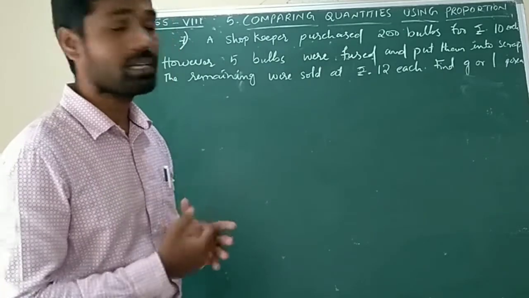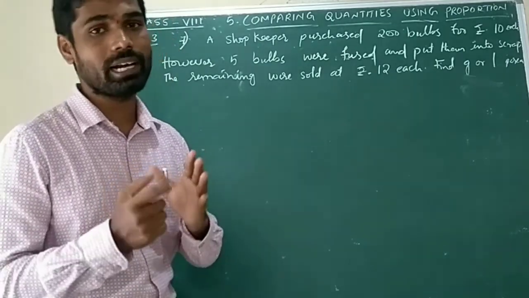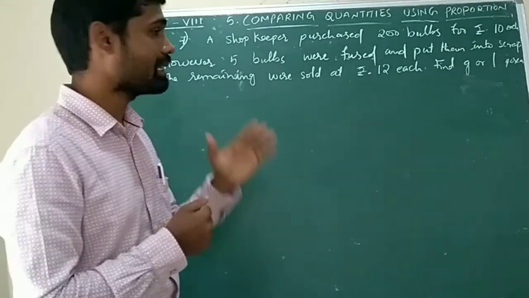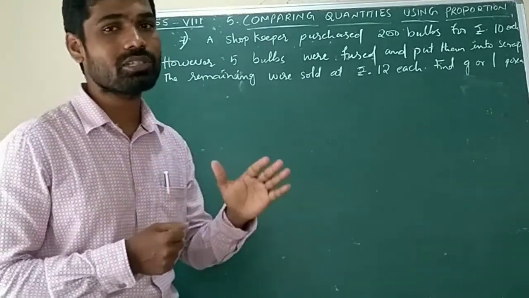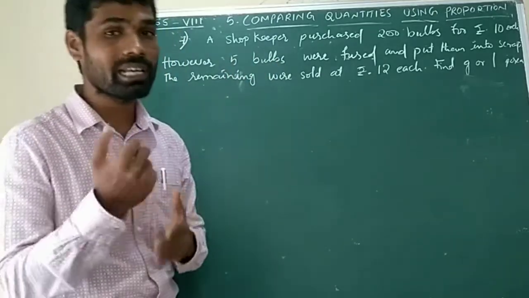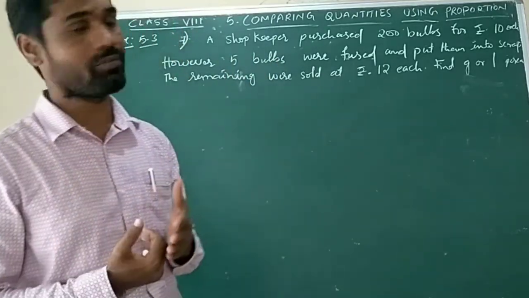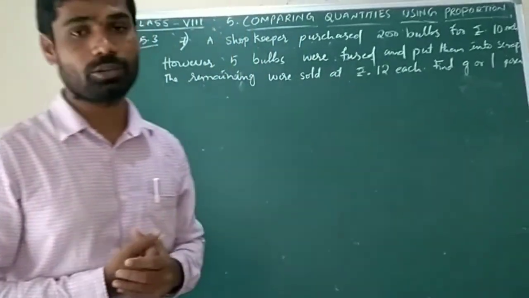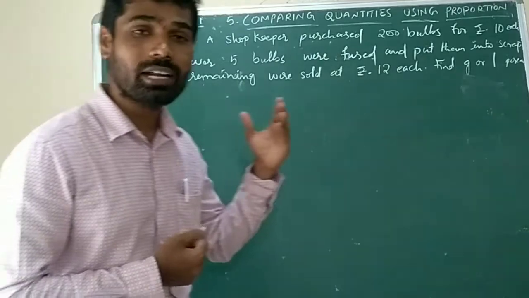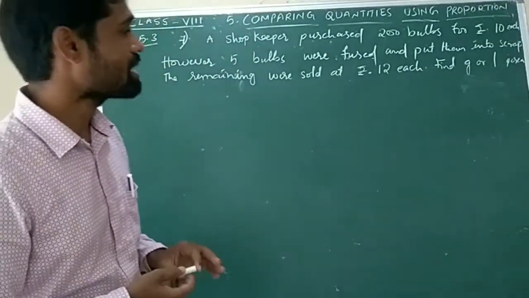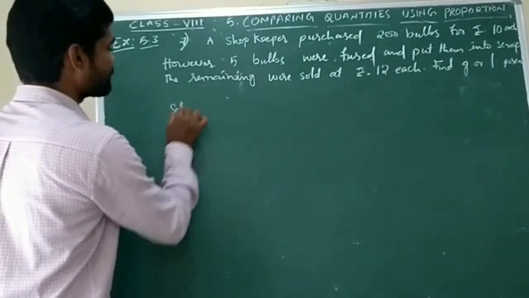Right. Now the remaining bulbs, he sold at rupees 12 each. So how many bulbs did he purchase? Starting 200 bulbs. What is the cost of each bulb here? 10 rupees. And how many bulbs were not used and were put into the scrap? Around 5 bulbs. So the remaining, how many bulbs are there? 195. So each bulb, what is the cost? He sold it now at 12 rupees. So find whether he got profit or loss and their percentage.